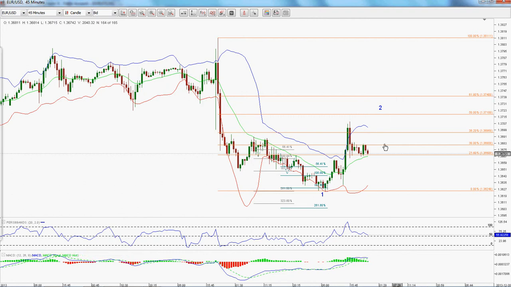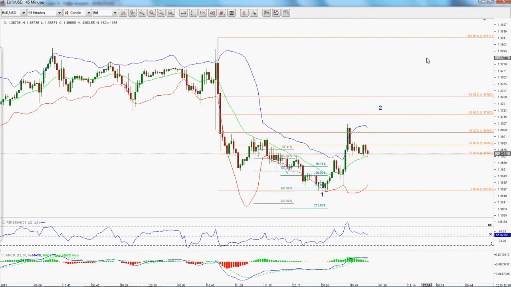So I don't think it's ended, and this still should be developing. So maybe it's 1 and 2, 3, 4, 5, then we'll have ABC 5, and then we have a structure of a zigzag, and then after that we will have a final move to the downside.